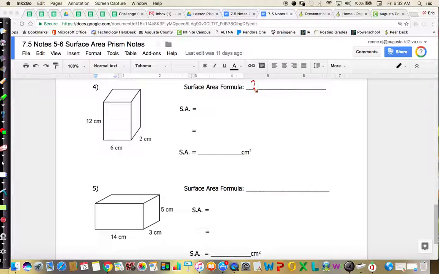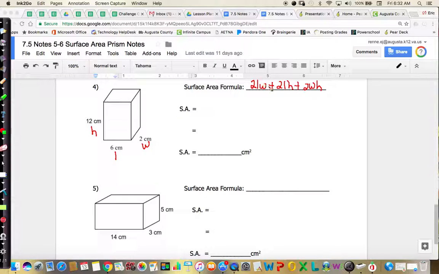So 2LW, so we're going to write the formula, plus 2LH plus 2WH. Okay, so what I like to do is label the picture. So we're going to label the length, the width, and the height. And now all I have to do is, like we learned earlier in the year when we replaced a variable with a number, we're going to take this formula, we're going to write it out exactly how it looks, but instead of putting the letters, we're going to put numbers.